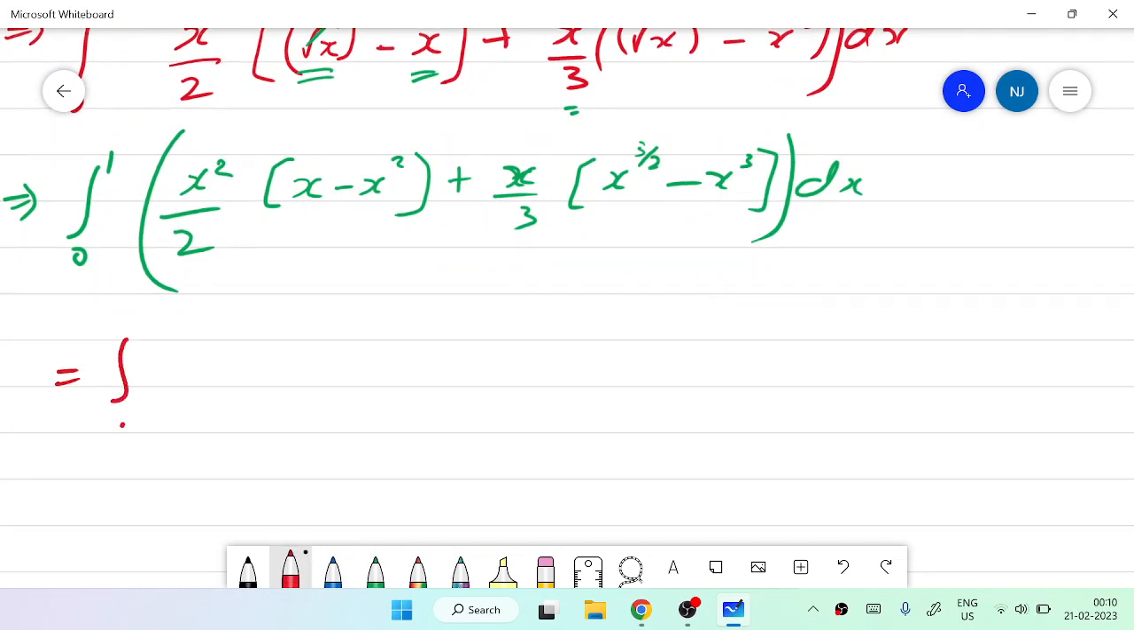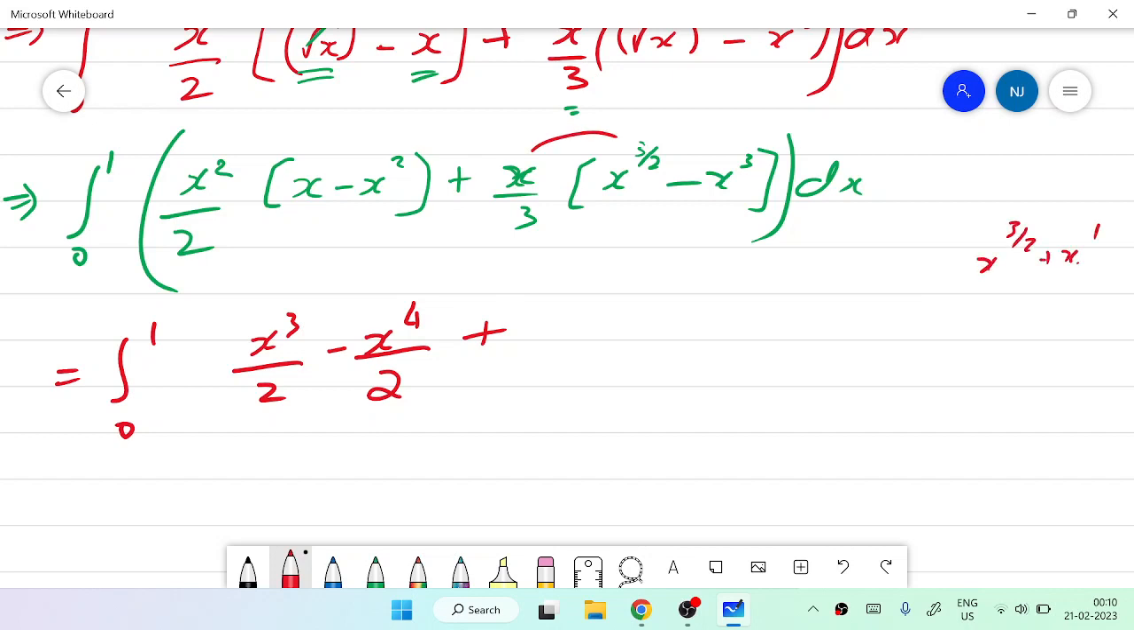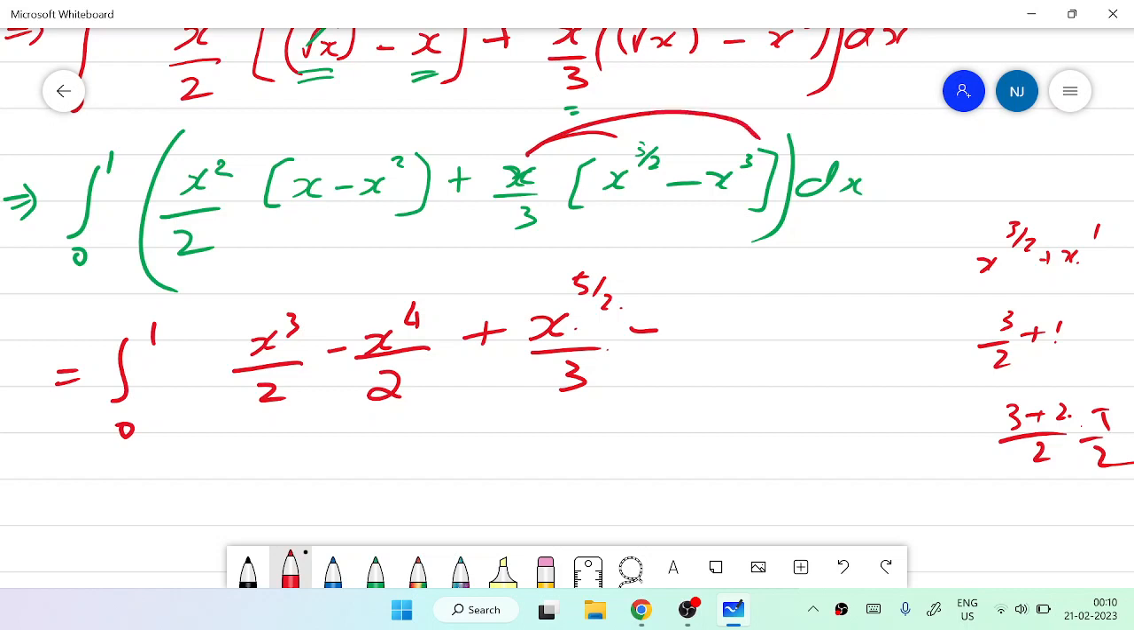Then what I can do is, it's like integral over 0 to 1, x cube by 2 minus x power 4 by 2, okay, plus x power 3 by 2 plus x. Okay, x power 3 by 2 into x power 1 will give you 3 by 2 plus 1, which is 3 plus 2 by 2, which is 5 by 2. Okay, so which is x power 5 by 2 by 3, minus x cube into x will give you what? x power 4 by 3. Understood? It's like dx will come.